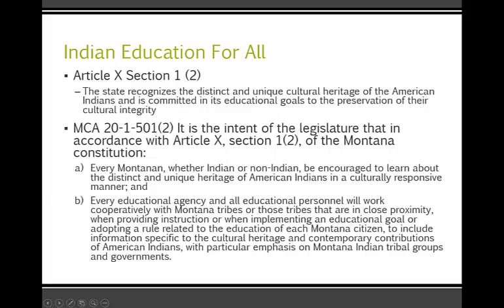One is that every Montanan, whether Indian or non-Indian, will be encouraged to learn about the distinct and unique heritage of American Indians in a culturally responsive manner. And then two, that every educational agency and all educational personnel will work cooperatively with the tribes or those tribes that are in close proximity when providing instruction or when implementing an educational goal or adopting a rule relating to the education of each Montana citizen, to include information specific to the cultural heritage and contemporary contributions of American Indians, with particular emphasis on Montana Indian tribal groups and government.